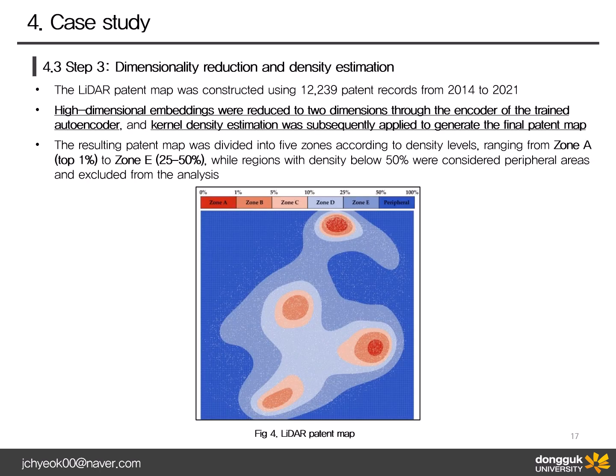Third step, a patent map for LiDAR technology was created using 12,239 patent records from 2014 to 2021. The high-dimensional embeddings were reduced to two dimensions through the encoder of the trained autoencoder, and kernel density estimation was then applied to generate the final patent map. The resulting patent map was divided into zones from Zone A to Zone E according to density levels, and regions with density below 50% were excluded from the analysis.